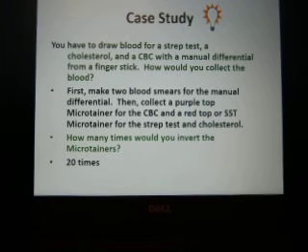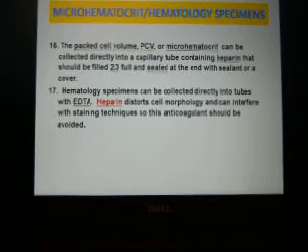20 times. Okay, so talking about microhematocrit and hematology specimens. The microhematocrit, also known as packed cell volume or PCV, can be collected directly into a capillary tube containing heparin. That should be filled 2/3 of the way full and sealed at the end with a sealant or a cover, because we don't want that blood to come out.